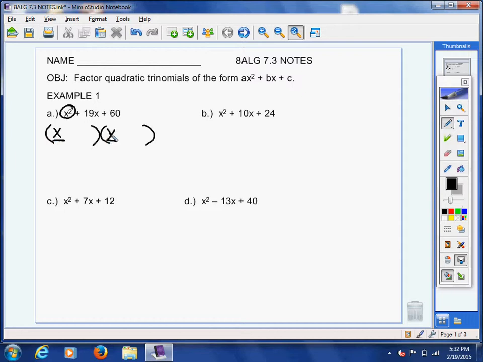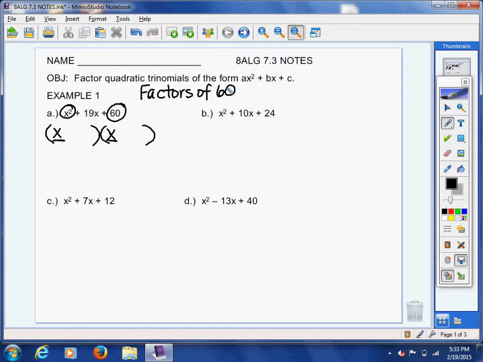Because if we were foiling this out, first times first, x times x is x squared, and that's our first term. Now, here's the interesting part. We're now going to focus in on the 60. And here's what I need to know. I need factors of 60, of positive 60. That's exactly what I need. And I need to make a list of them. I'm going to list them out. You can do this mentally, but I need to write it out for you initially so you can see what's going on.